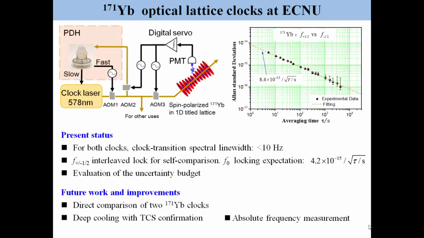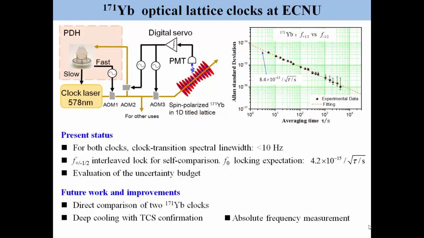18 level. And finally, I want to introduce the present status and the future work of the optical lattice clock at our lab. In our lab, there are two identical ytterbium optical lattice clocks. For both clocks, the clock transition spectrum line width is below 10 Hz. And we have interleaved locking of the two characteristic Zeeman sub-level transitions for self-comparison.